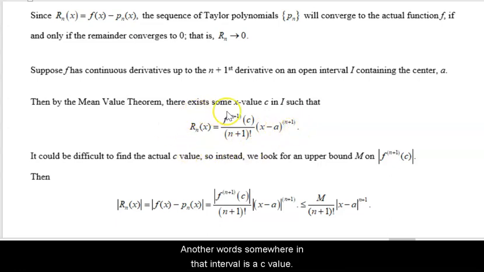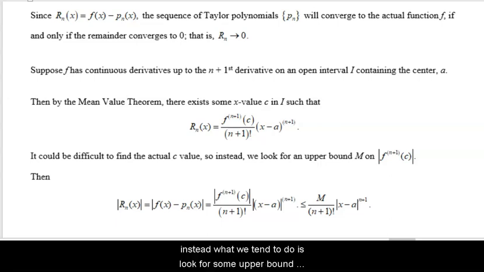In other words, somewhere in that interval is a c value, and the value there, when you plug this into the power series formula, gives you that remainder r sub n. Now, quite honestly, finding the actual c could be difficult. Remember that the mean value theorem is an existence theorem. It tells you c exists, but it does not tell you how to find that point. So it could be quite difficult to find the true value of c.